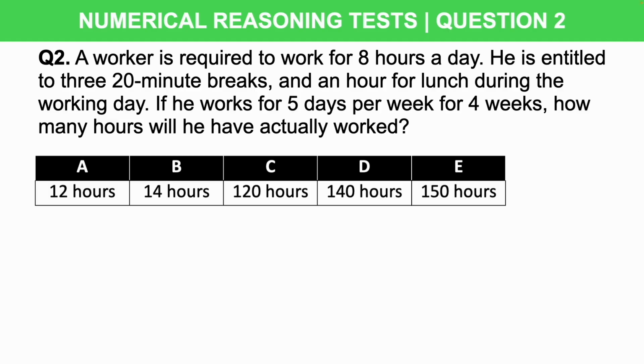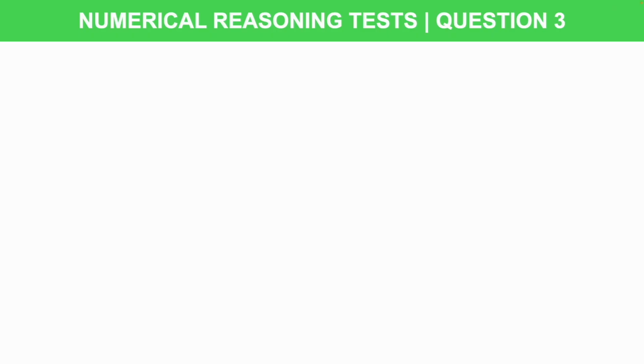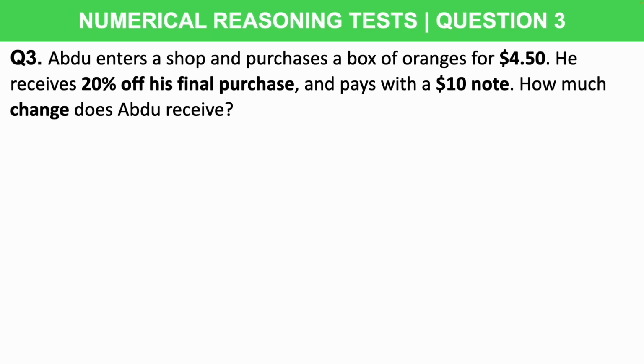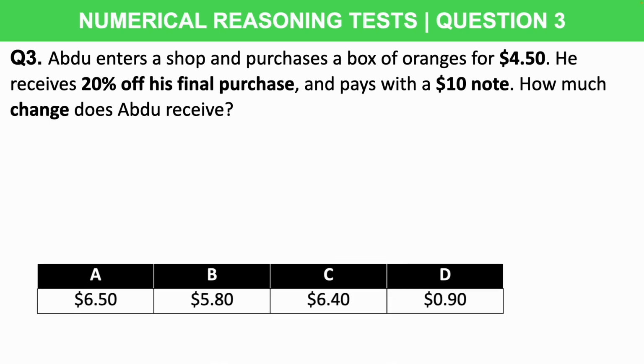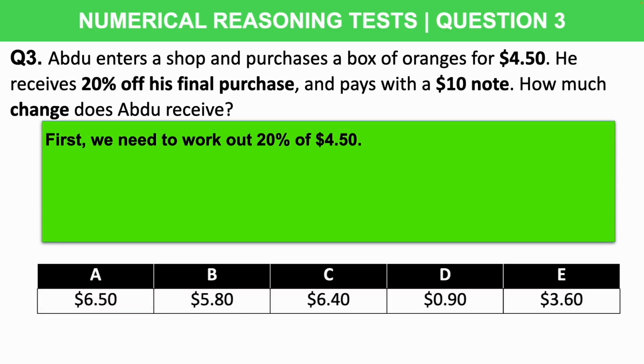Okay, let's move on to a numerical format style that is similar to the Capital 1 pre-employment maths test. So question 3 is this. Abdu enters a shop and purchases a box of oranges for $4.50. He receives 20% off his final purchase and pays with a $10 note. How much change does Abdu receive? Is it $6.50, $5.80, $6.40, 90 cents, or $3.60?